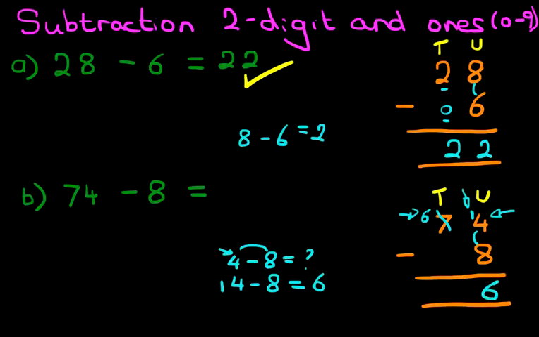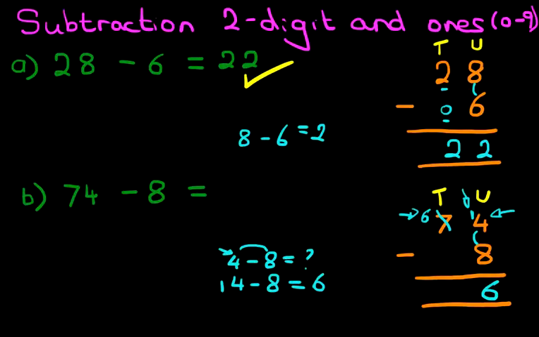Now do you see how we did this? This is a very important point. We took a 10 from the 7. The 7 minus 1 gave us 6. And we put the 1 next to the 4, making it 14. 14 minus 8 is 6.